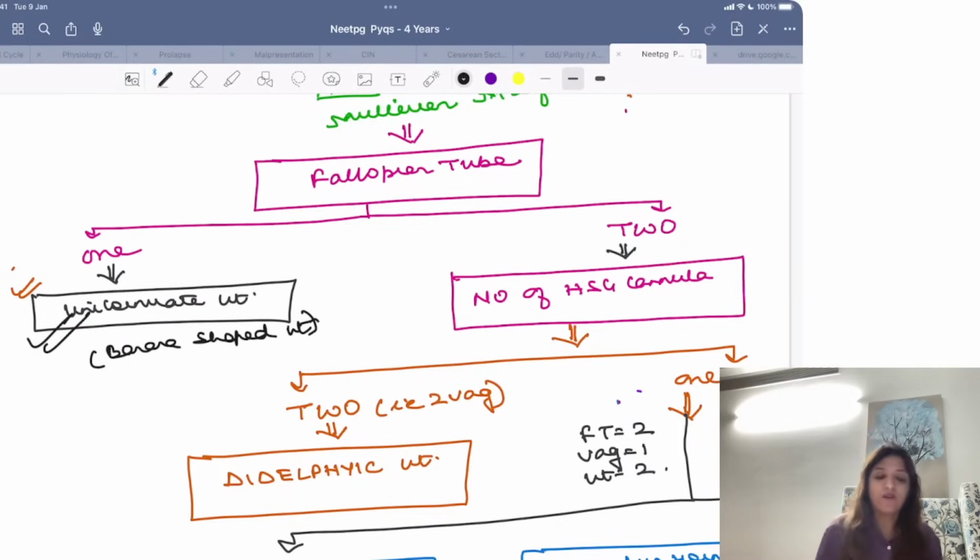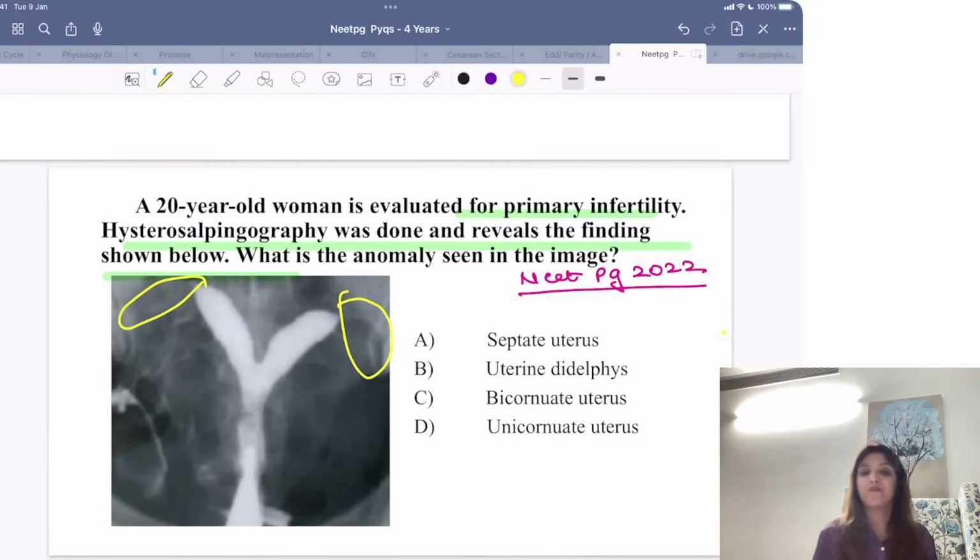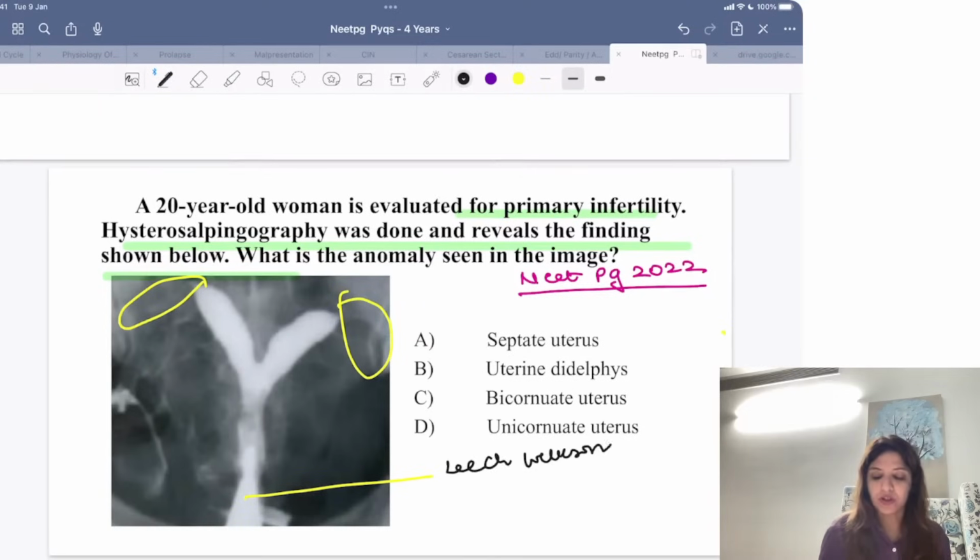Right? Now, if you are getting two fallopian tubes, like in this image, I can see one fallopian tube here and I can see a second fallopian tube here. Then I have to look at the number of HSG cannulas which you can see in the image. What is the name of the HSG cannula? The name of the HSG cannula is Leech-Wilkinson cannula. Very important instrument, Leech-Wilkinson cannula.